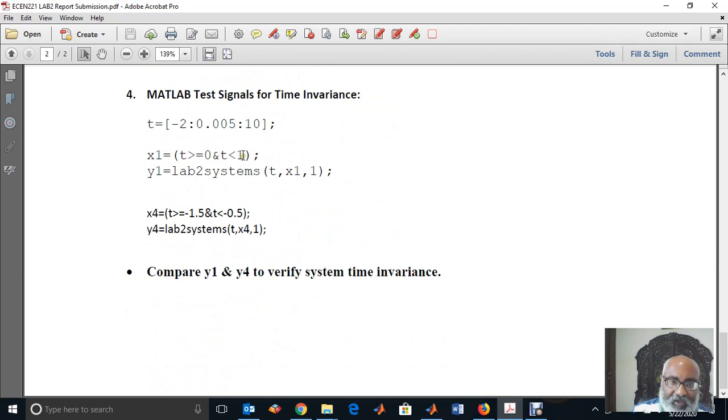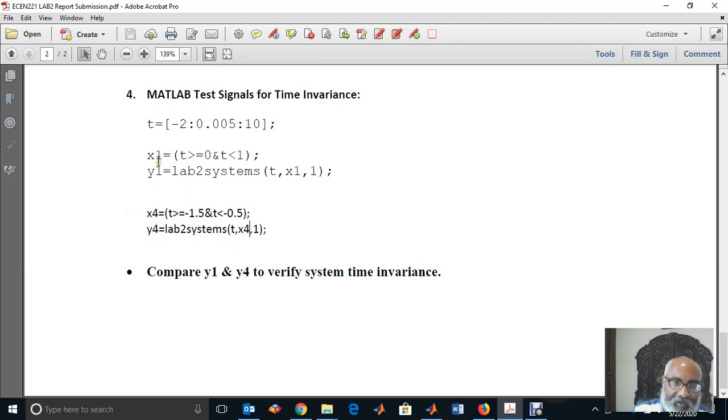X1 is 1 between 0 and 1. And I create another input X4 by shifting X1. By how much? It is 1 between -1.5 and -0.5, so I shifted by 1.5 to the left. So I created X4. Then I pass X4, the shifted signal, through the system.